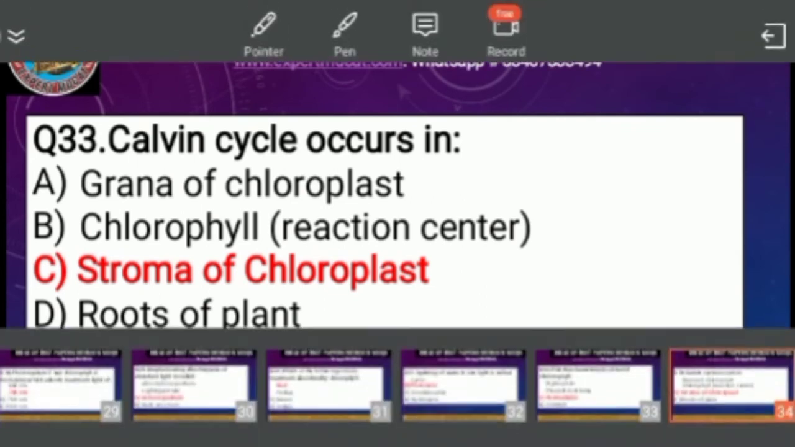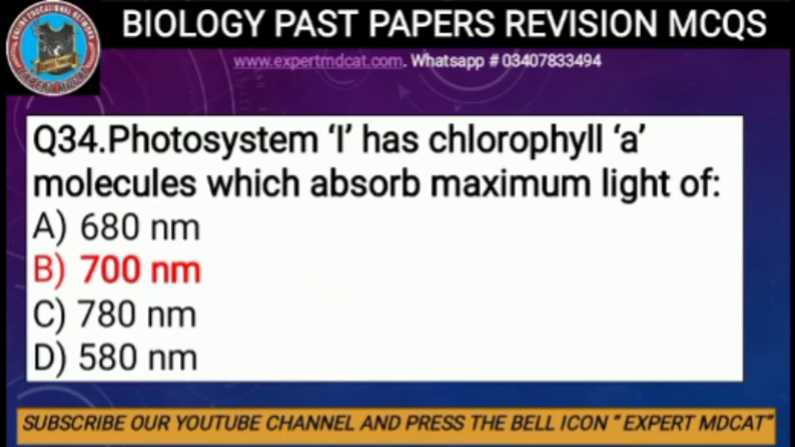Question number 34: photosystem 1 has chlorophyll A molecules which absorb maximum light of, that is B, that is 700 nanometer, while photosystem 2 absorbs 680 nanometer. But here we are asked about photosystem 1, which absorbs 700 nanometer.